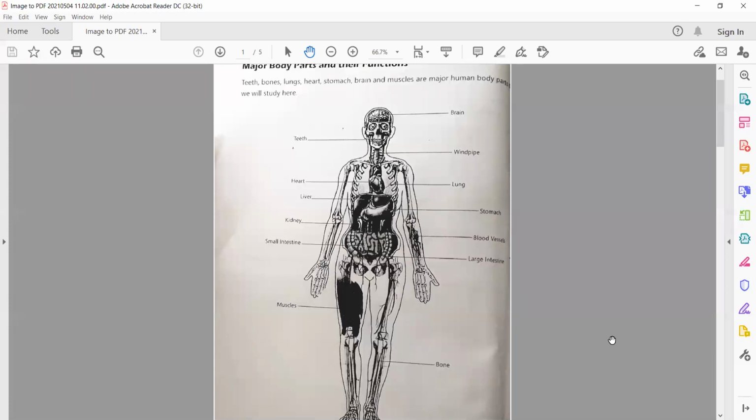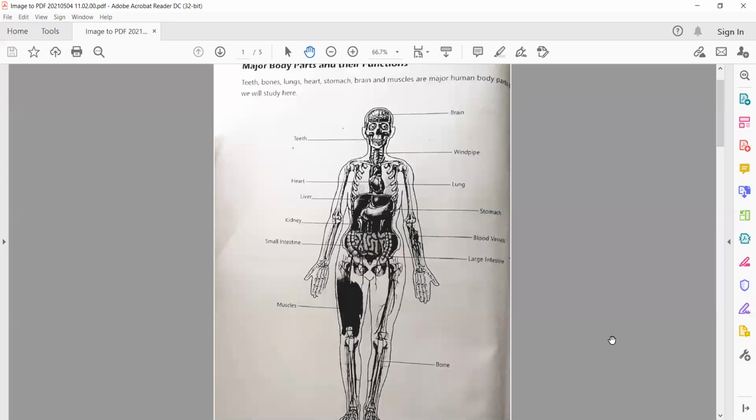The stomach, what is the function of the stomach? The stomach can store food for several hours. That helps to break down the food into smaller particles. Then the kidney, the function of the kidney is to purify the blood by extraction of waste product in the form of urine. Then we have studied blood vessels.